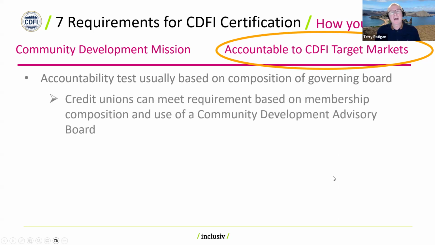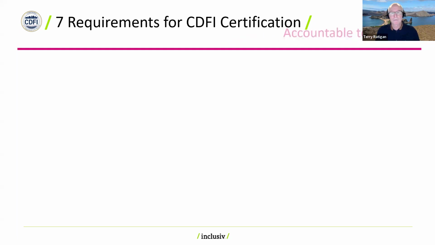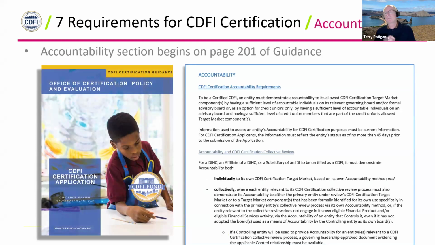Credit unions have an option under the new standards, and we're going to go into this in a little bit more detail, to meet the requirements based on a combination of the composition of your membership and the use of a community development advisory board. And we'll talk about that. What are the pros and cons of the different ways that you can meet the accountability requirement? First, if you're looking for this in the guidance, it begins on page 201.